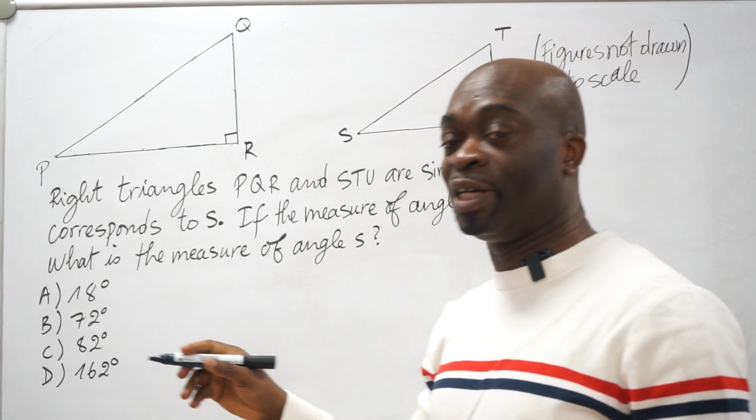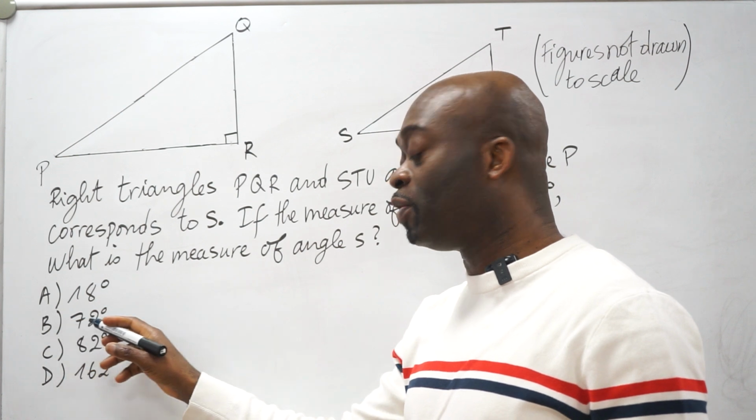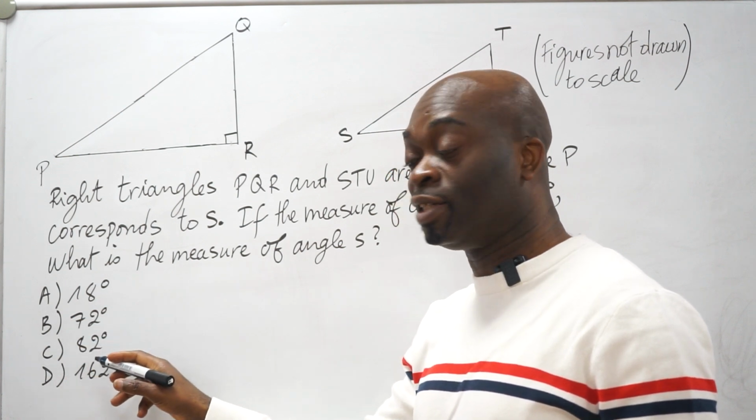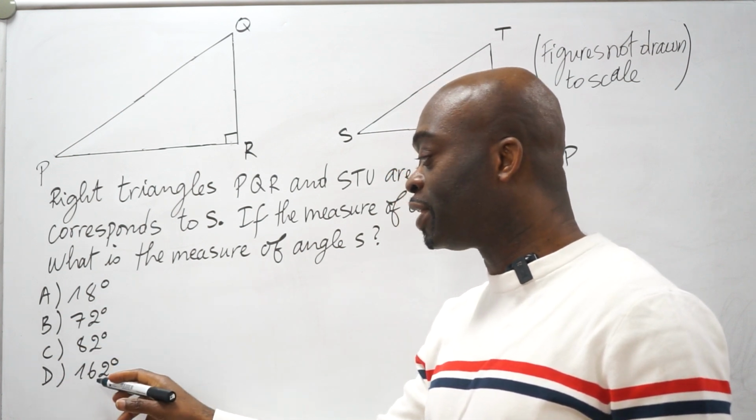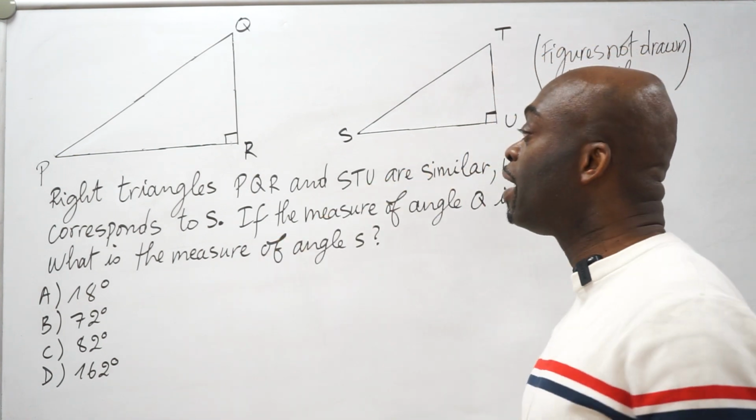So what are the answers? We have answer A, which is 18 degrees, answer B, which is 72 degrees, answer C, which is 82 degrees, and answer D, which is 162 degrees. So which one fits in our case here?